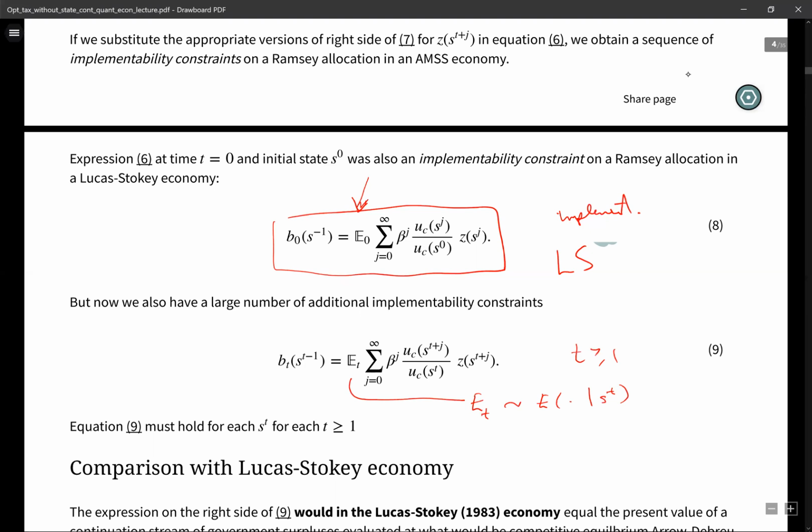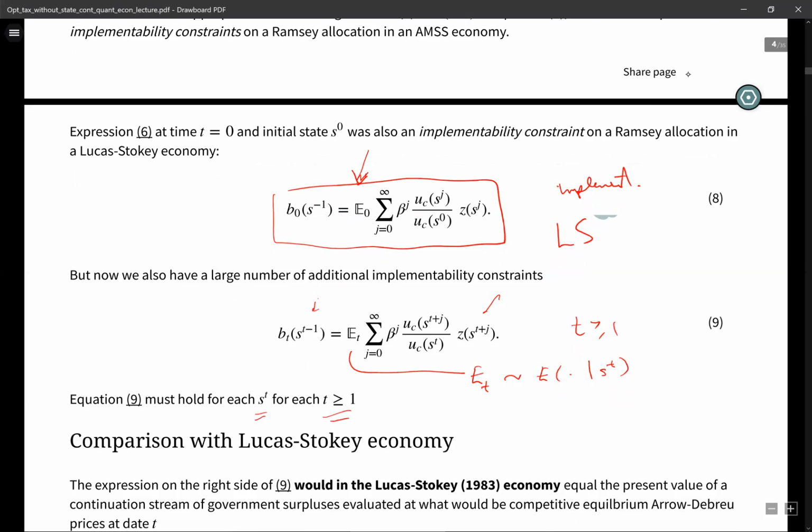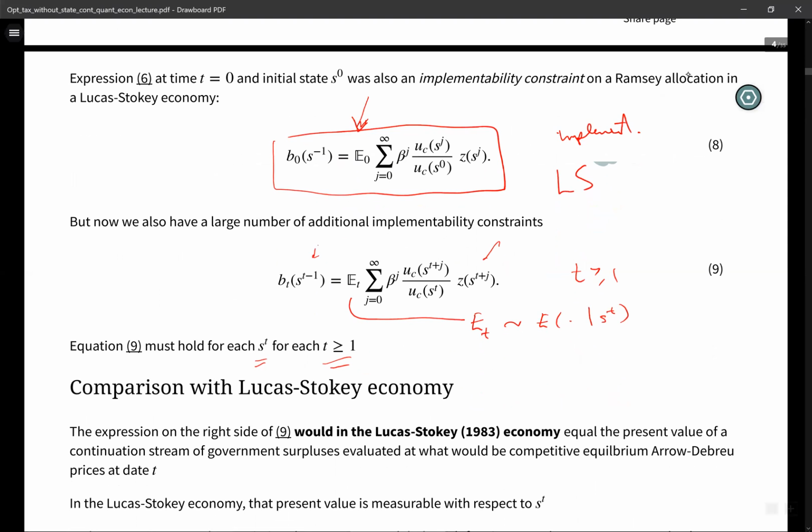So again, this object, which is permitted to be a function of things dated t and greater, that nonlinear combination of all that stuff in Z has to be measurable with respect to s^{t-1}. So this has to hold for every history and for every t. So incomplete markets adds to the original Lucas and Stokey implementability constraint this additional restriction on allocations.